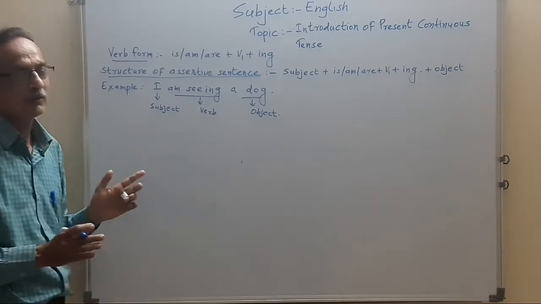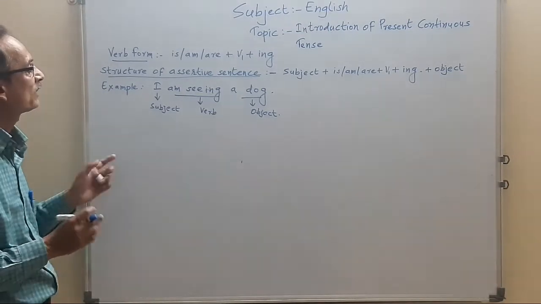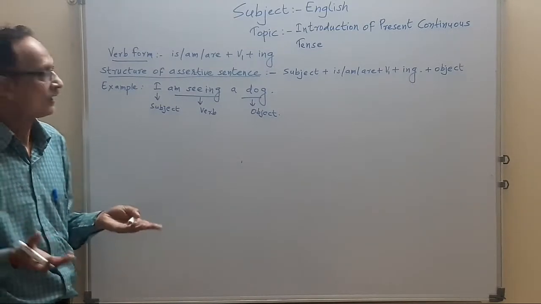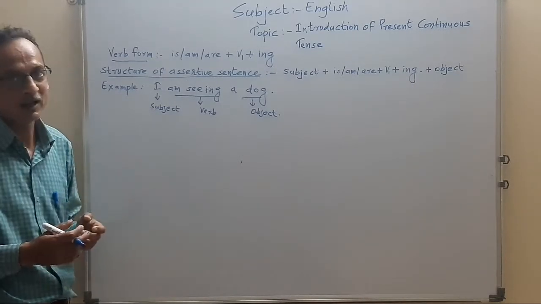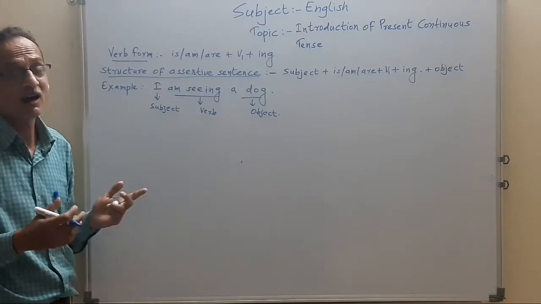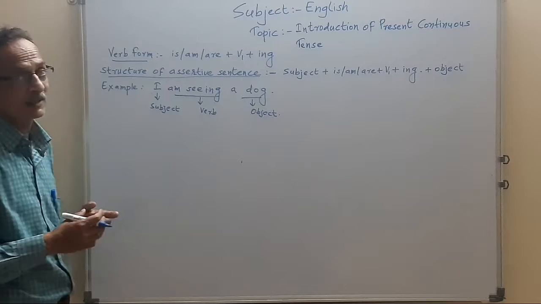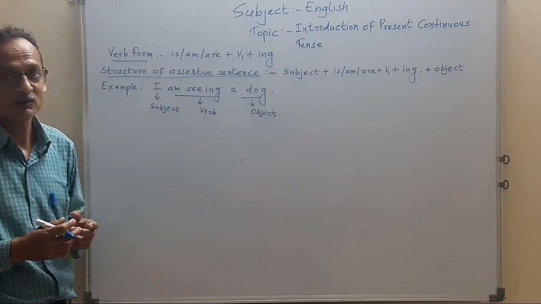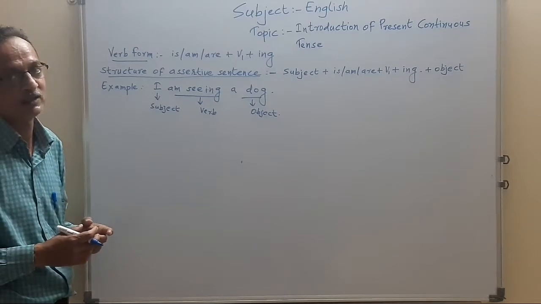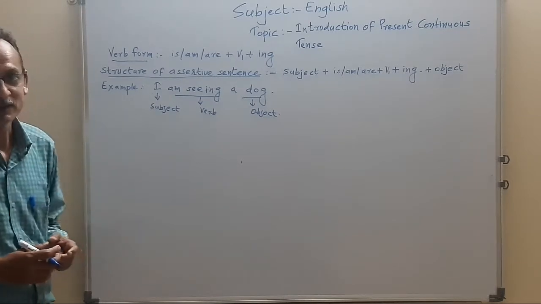In that way, we can make many sentences with different subjects, verbs and objects. We can also make sentences in other forms like interrogative sentences, negative questions and imperative sentences.